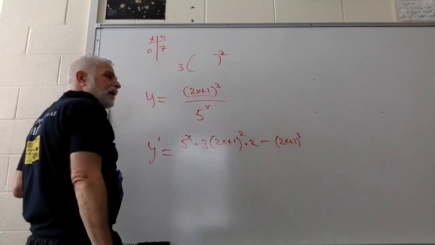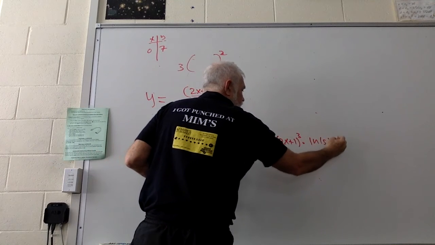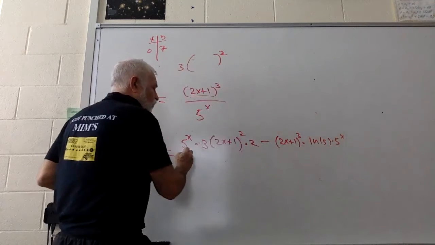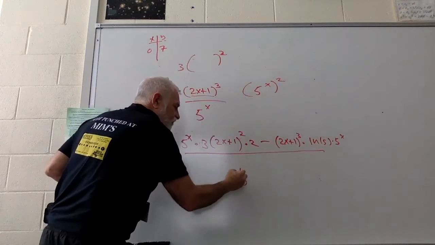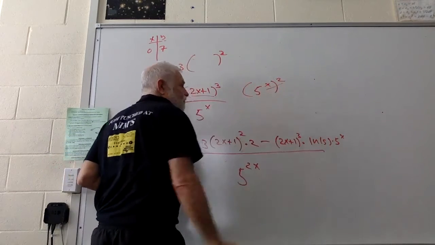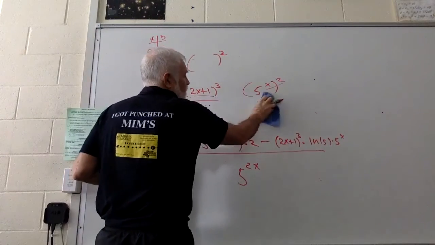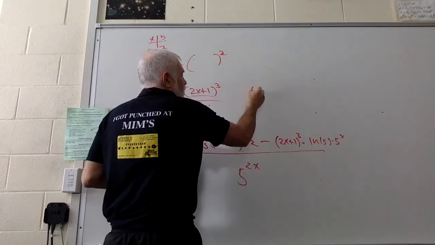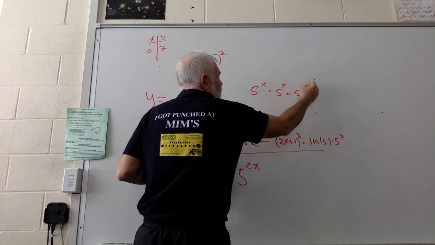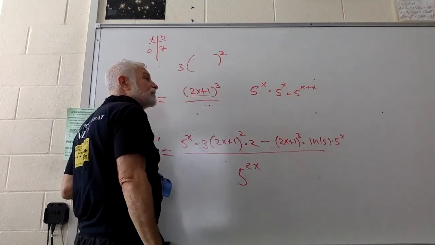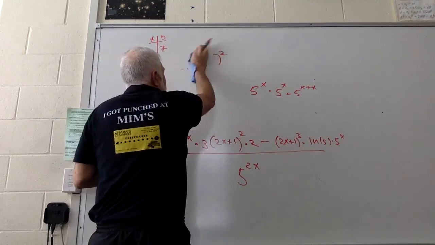You have to know the derivative of 5 to the x: ln of 5 times 5 to the x, over low, low. 5 to the x squared is best written as 5 to the 2x. Multiply really means you have 5 to the x times 5 to the x, which is 5 to the x plus x. You add exponents, there's your 2x. All right, I think that's 7.